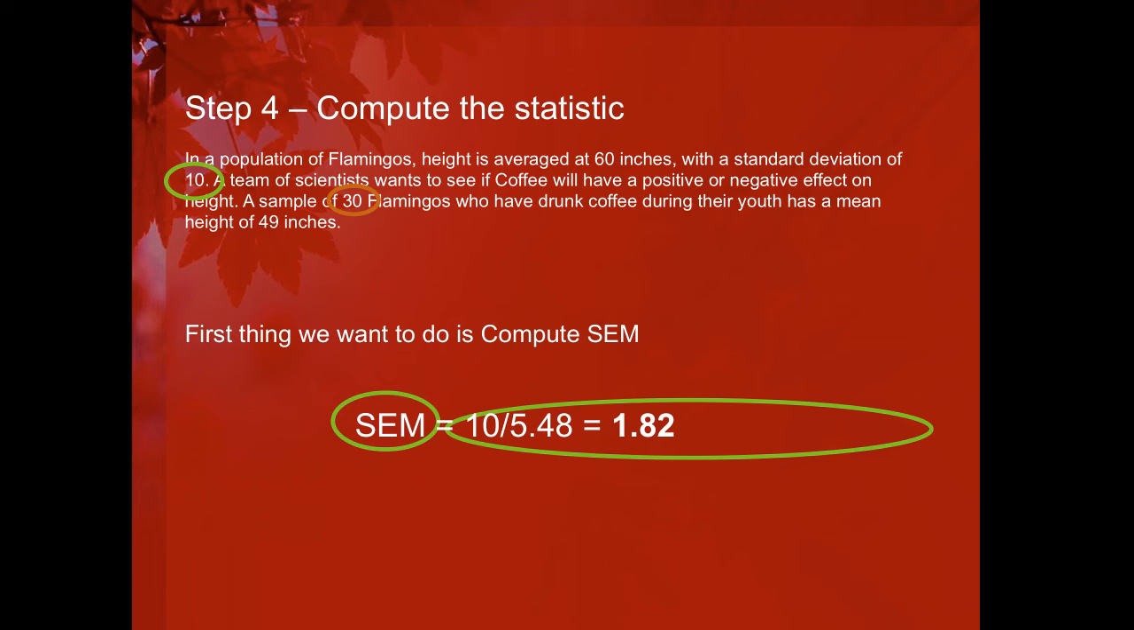So to find the value of our denominator, we divide our population standard deviation by the square root of our sample size. 10 being the standard deviation, divided by 5.48, which is the square root of 30, we end up getting 1.82.